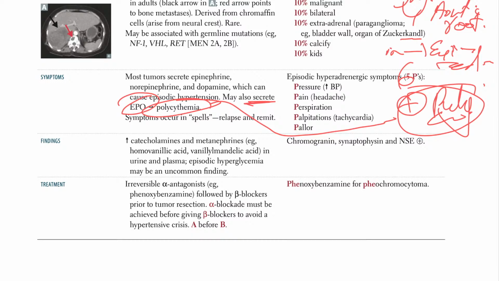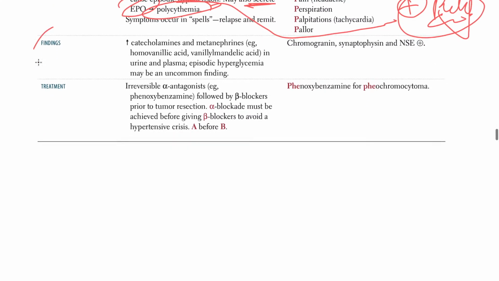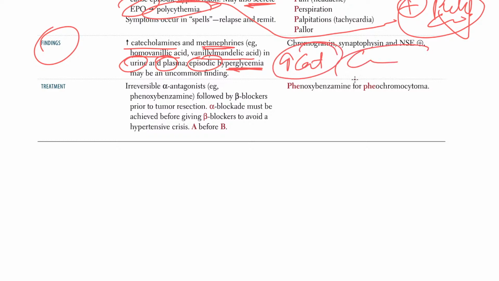Okay. Then let's talk about the findings. The findings are going to be an increase in catecholamines and metanephrines, for example HVA, homovanillic acid, and VMA, vanillylmandelic acid, in urine and plasma. Episodic hyperglycemia may be an uncommon finding, because when you have an episodic increase in catecholamines, which are counter-regulatory hormones, they are going to cause an increase in glucose in the bloodstream, causing episodic hyperglycemia. Okay.